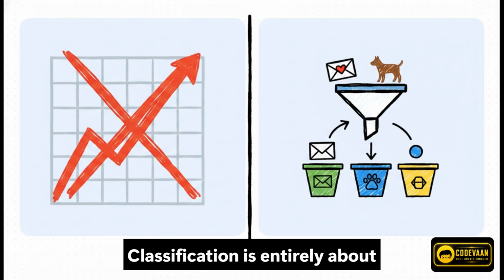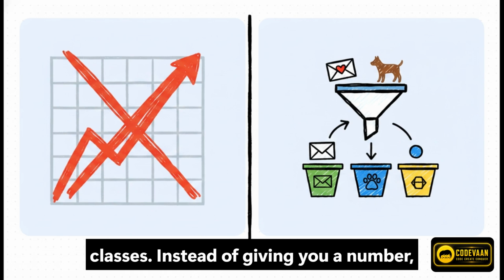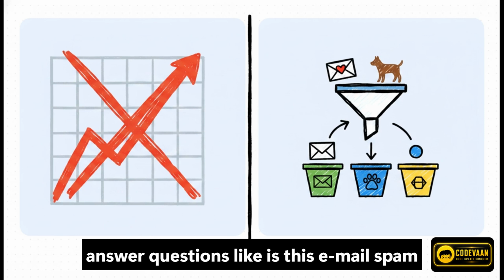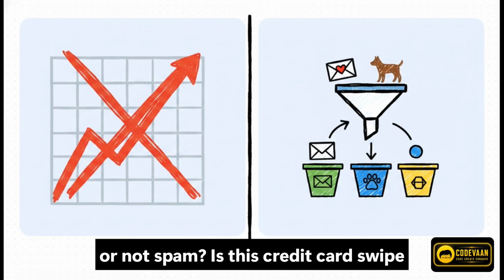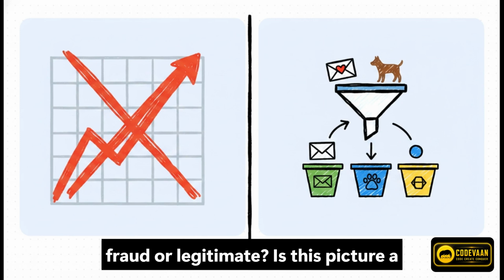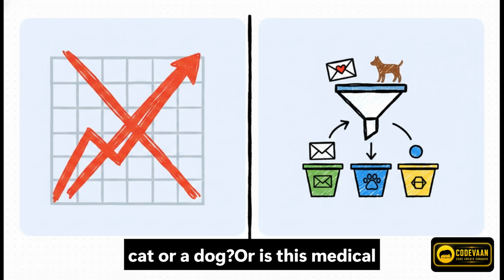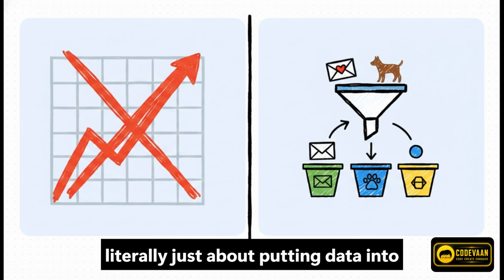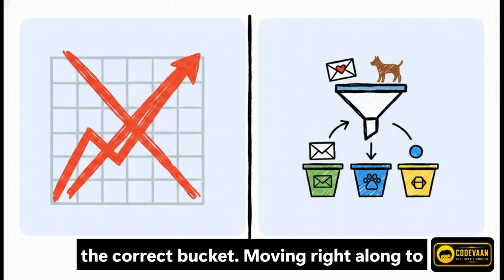Classification is entirely about predicting categories, or what we call classes. Instead of giving you a number, the machine is trained on labeled data to answer questions like, is this email spam or not spam? Is this credit card swipe fraud or legitimate? Is this picture a cat or a dog? Or is this medical test disease positive or negative? It's literally just about putting data into the correct bucket.